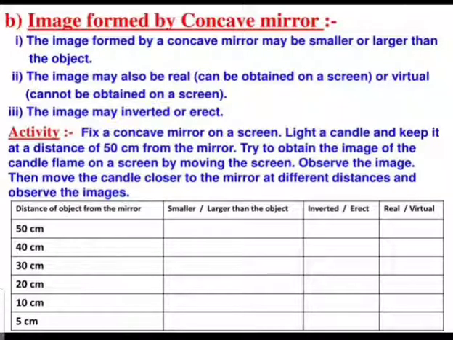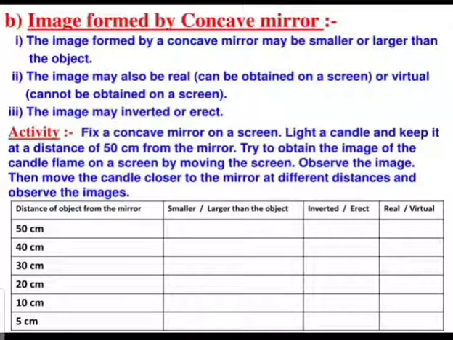To explain this, here is one activity. Fix a concave mirror on a stand, light a candle and keep it at a distance of 50 cm from the mirror. Try to obtain the image of the candle flame on a screen by moving the screen. Observe the image, then move the candle closer to the mirror at different distances and observe the image.